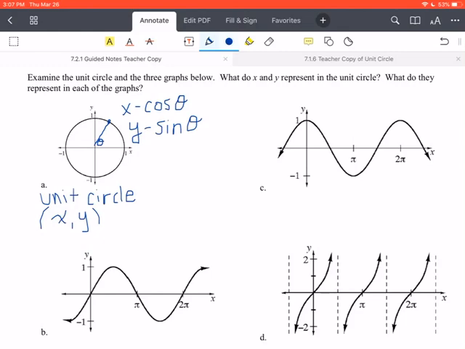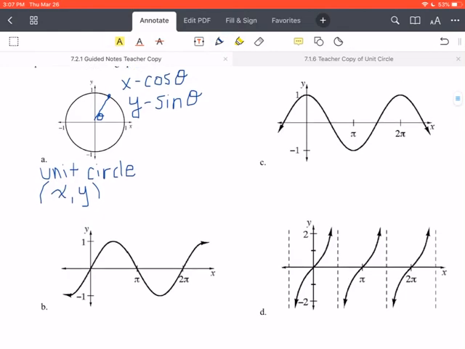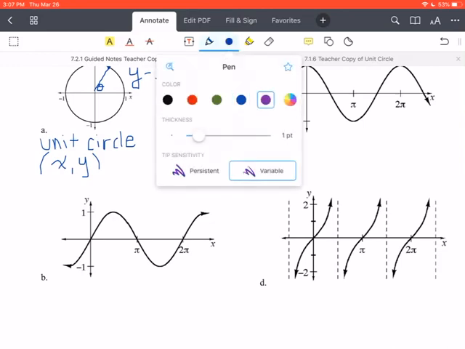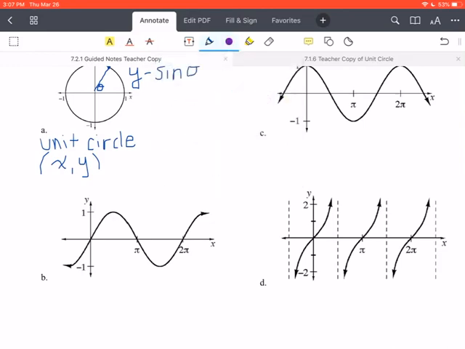Now when we look at letter B, we see a periodic wave, something that is repeating over and over again. Now I know we have definitely slept since we saw this graph, but before break, if you go back in your notes, we graphed something from 0 to 2 pi that looked like this S shape. If you recall, this is the graph of y equals sine x.